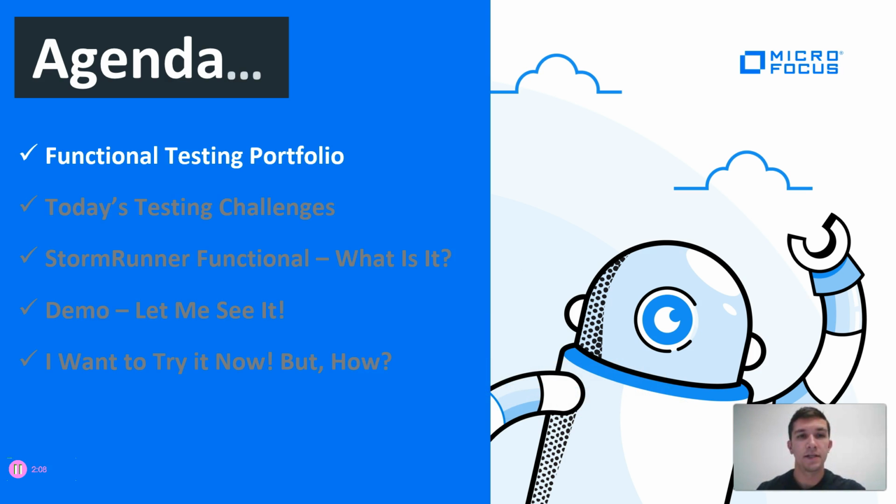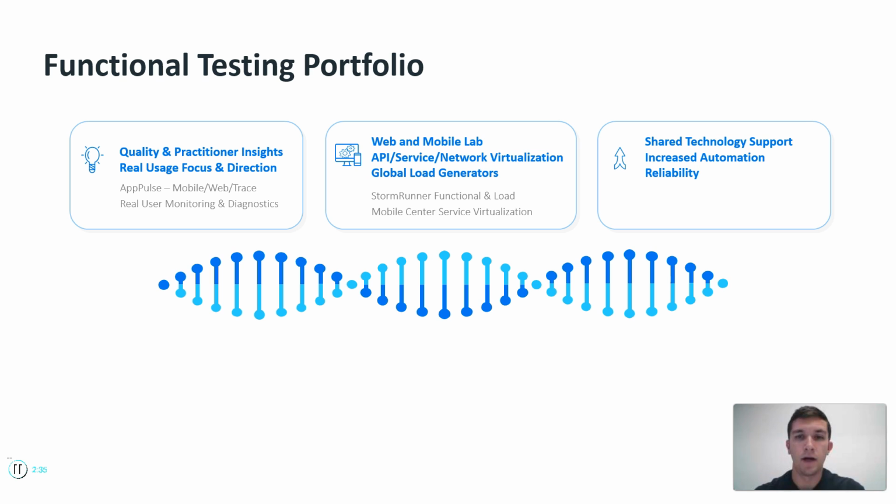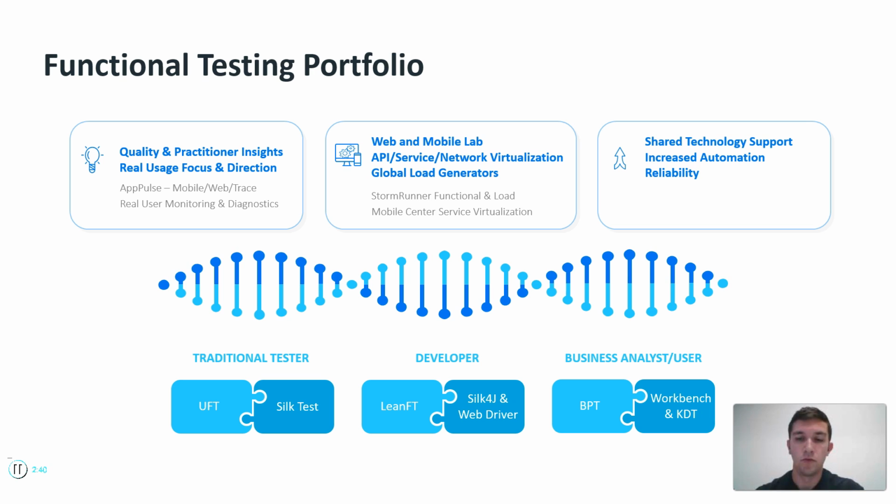All right, so functional testing portfolio. Now, I want to help you understand exactly where StormRunner Functional fits in, because as you may already know, if you don't, we have the products that you can leverage within your team, from the traditional tester to the developer to the business analyst. So everywhere from shift left to shift right to the middle, from very technical to non-technical to kind of technical testers. Those solutions are available for you.